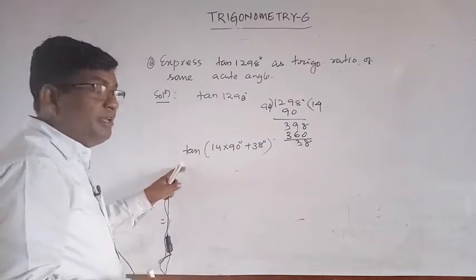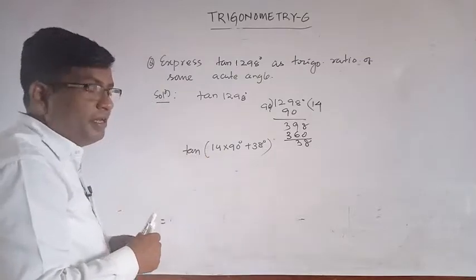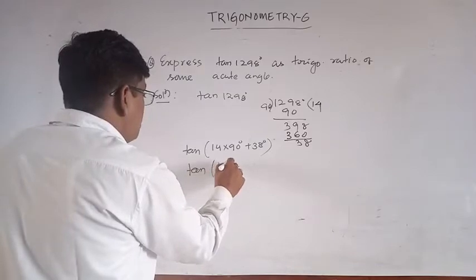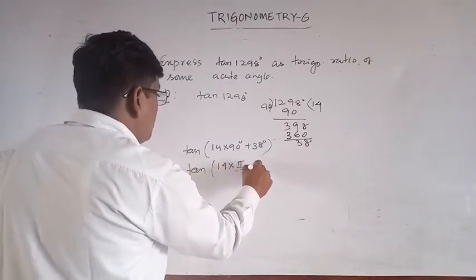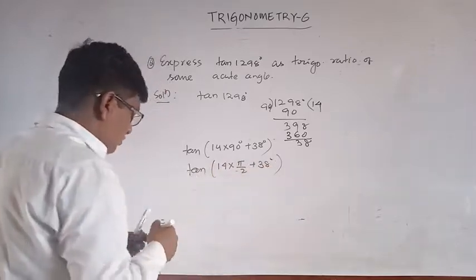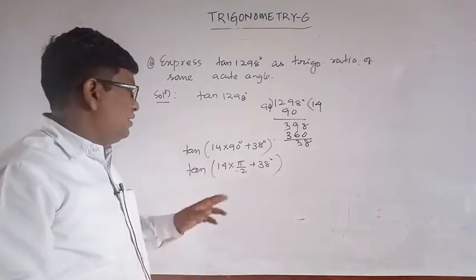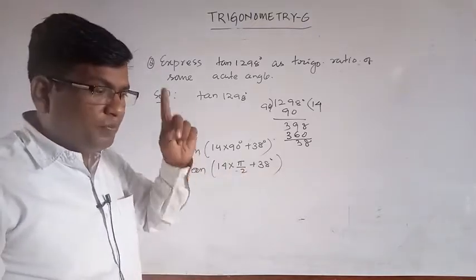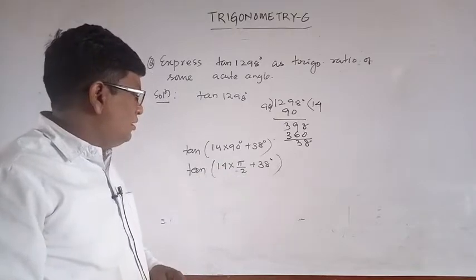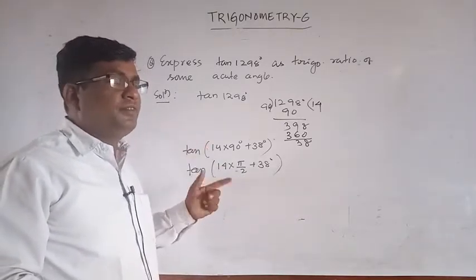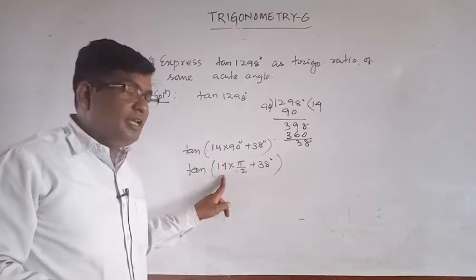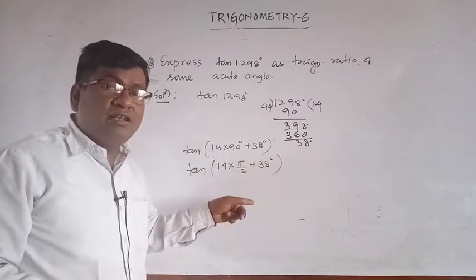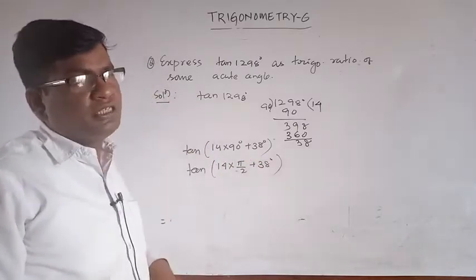This is very, very important because n is here even. So please attention here. This is 14 into pi by 2 plus 38 degree. Please attention here. If that is even multiple of pi by 2, then cancel. First cancel, then apply the formula. Very, very important. So, attention please. If even number into pi by 2, then first cancel, then apply the formula. Very, very important. Okay.